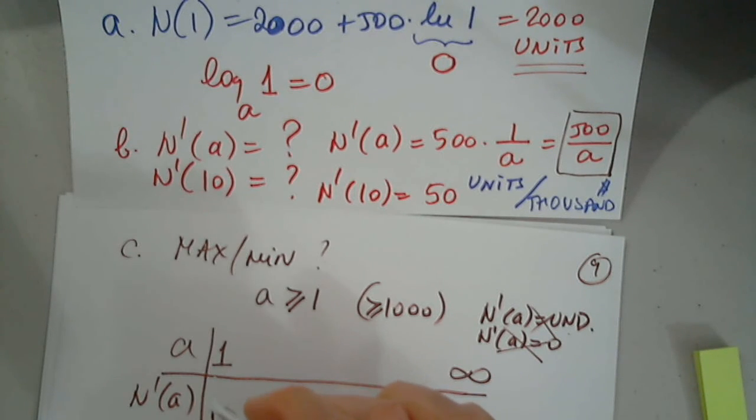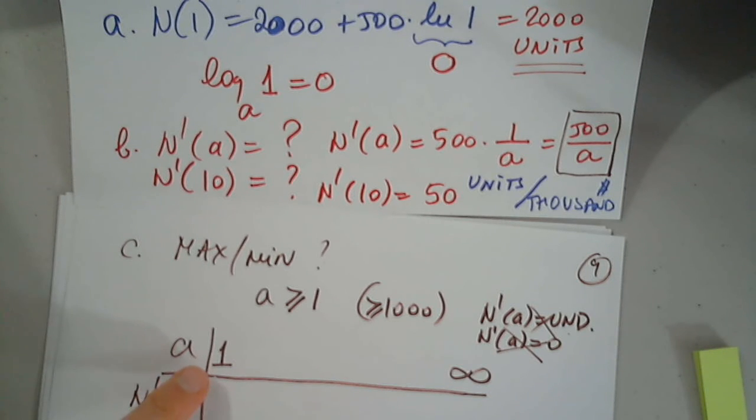So then what do I write? About the sign of 500 over a. This would have been correct if the starting point were 0, but the starting point is not 0, so there is no need for undefined. So what will be the sign of 500 over a when a is from 1 to infinity? Positive. Very good.